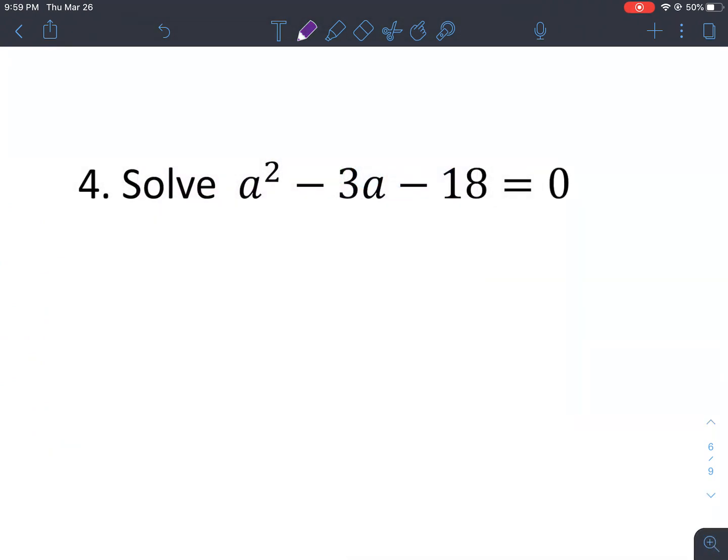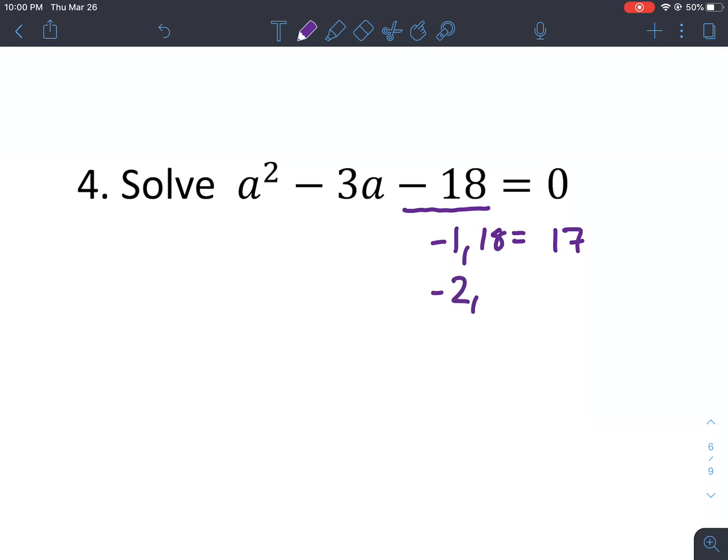a squared minus 3a minus 18. So two numbers that are going to multiply to negative 18 and add to negative 3. So again, because we are multiplying to a negative, one of my factors is negative, the other is positive. Negative 1 and 18 comes out to be positive 17.